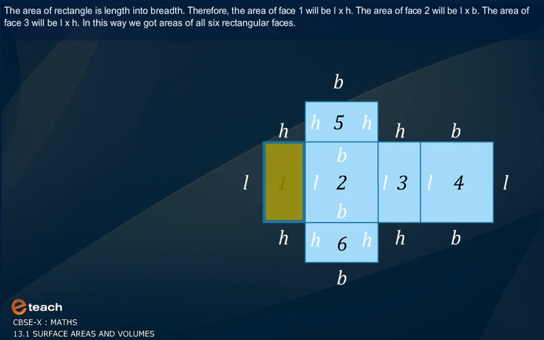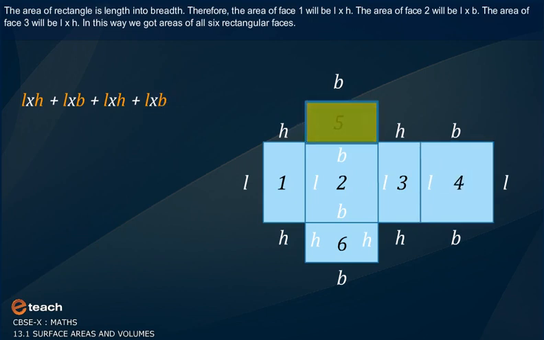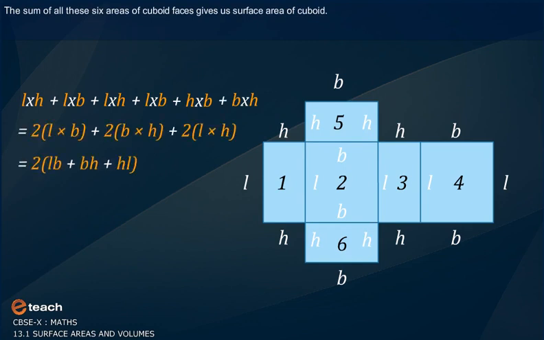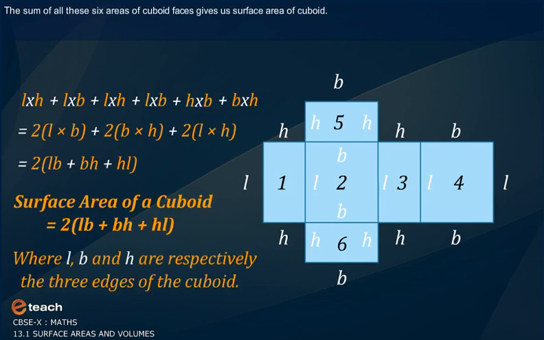Therefore, the area of face 1 will be L into H. The area of face 2 will be length into breadth. The area of face 3 will be length into height. In this way, we got areas of all 6 rectangular faces. The sum of all these 6 areas of cuboid faces gives us the surface area of the cuboid.